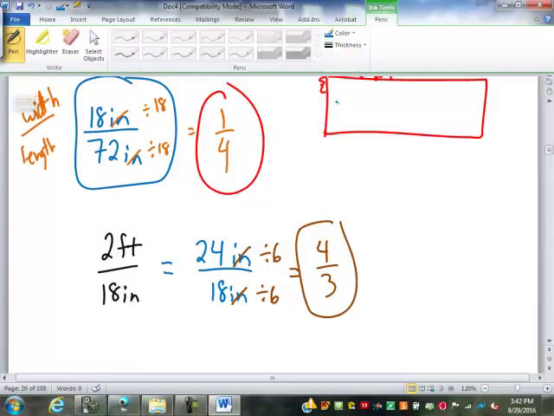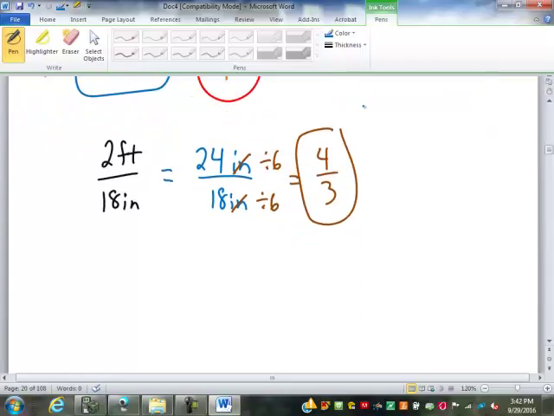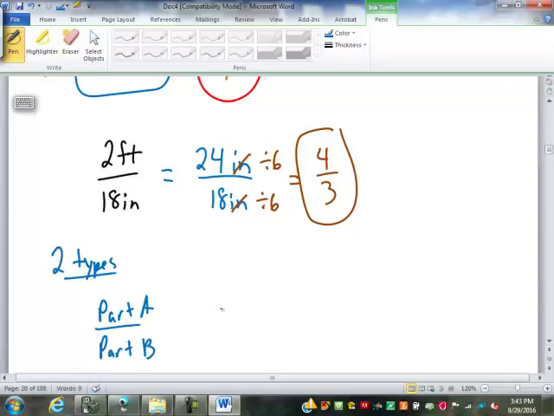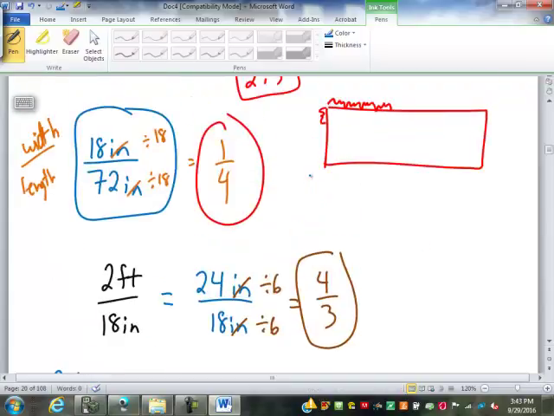You'll notice I've been using that term, 4 to 3 or 1 to 4. When we're talking about ratios, there are 2 types of ratios. In the 1 type of ratio, I'm comparing the amount in part A to the amount in part B of something. And that's what I'm doing here. This was the units of width to the units of length.